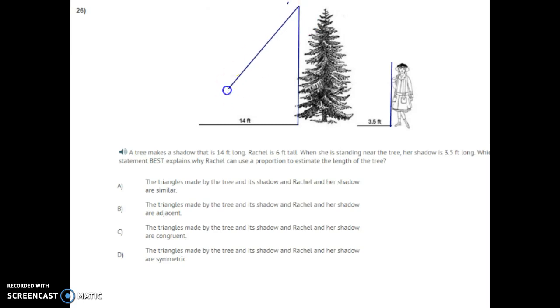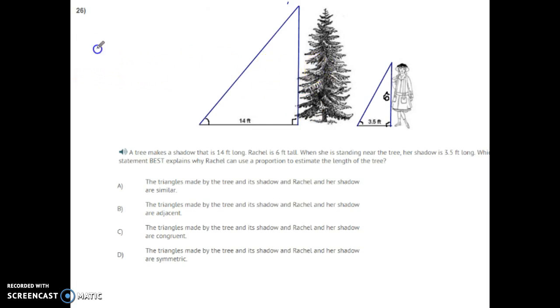And then notice we can draw a triangle here. If we have a right angle here, a right angle here, and then this angle, these angles are congruent, we've got similar triangles. So if we know this is 6, we could set up a proportion to estimate the height of the tree.